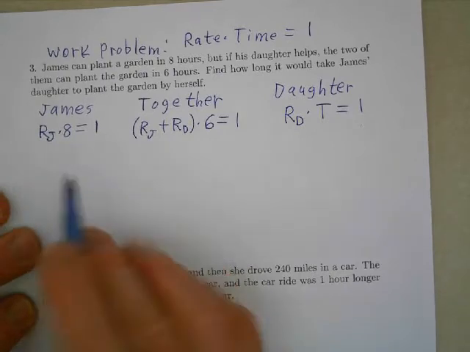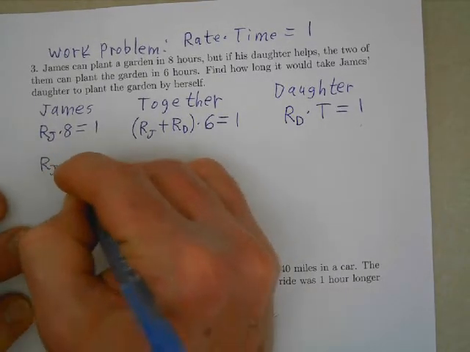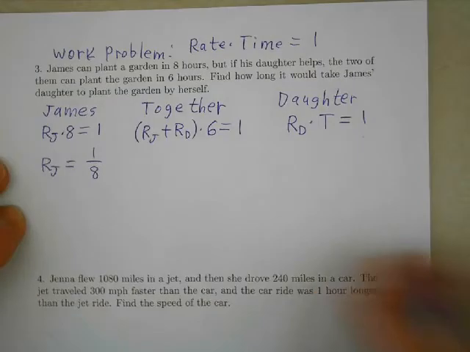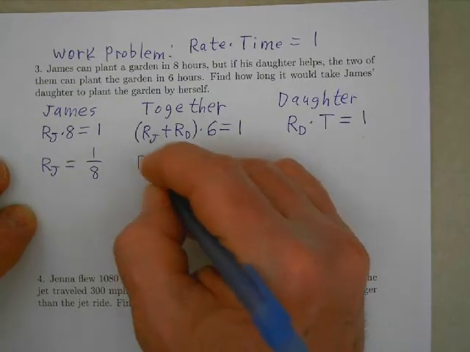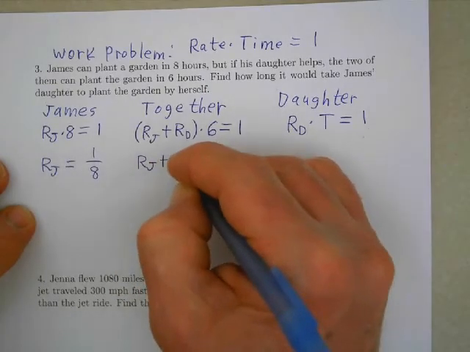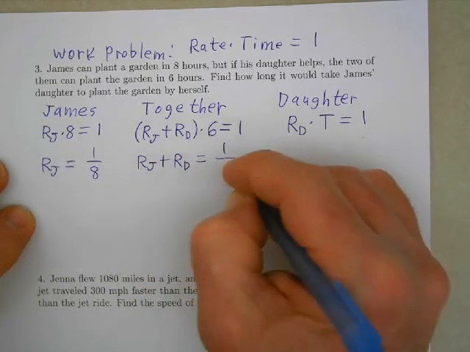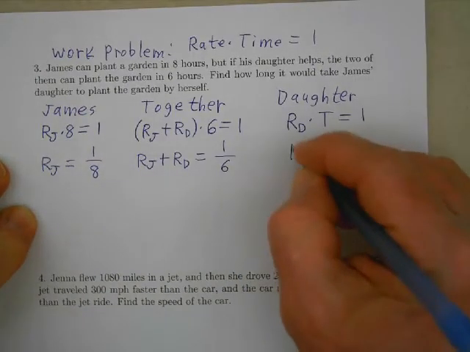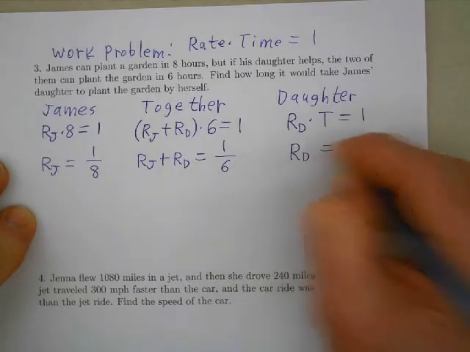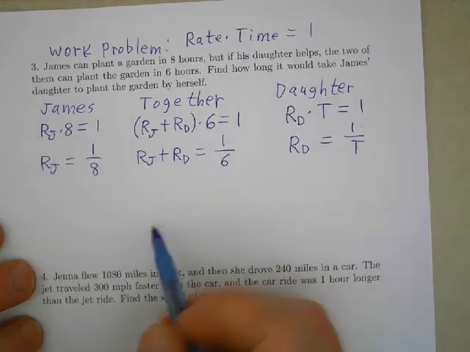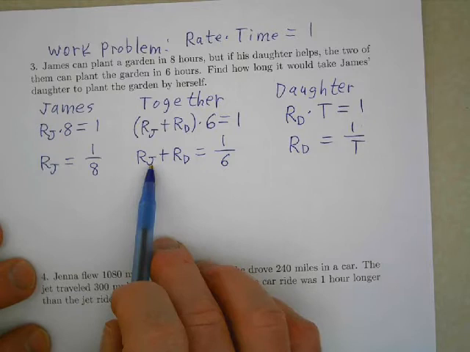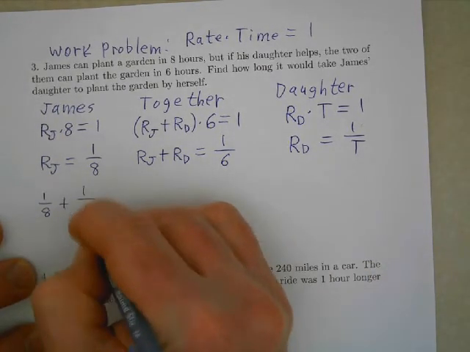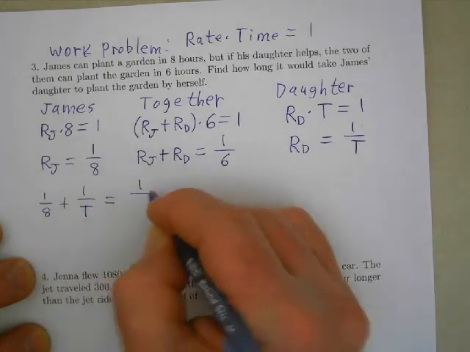We'll solve each of the equations for the rates. James's rate is 1/8. That is, he can plant 1/8 of the garden per hour. When they work together, James's rate plus the daughter's rate is 1/6. They can plant 1/6 of the garden per hour. For now, we're going to represent the daughter's rate by 1 over t. In this equation, we replace James's rate with 1 over 8, the daughter's rate with 1 over t, and the sum of the rates is 1/6.